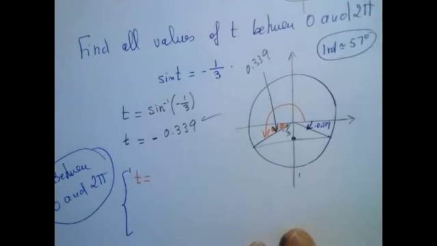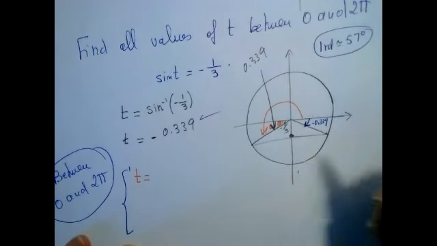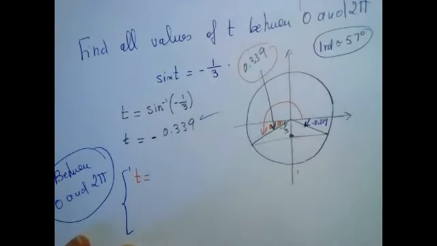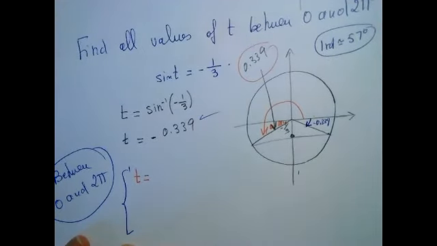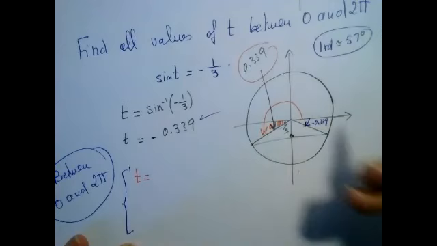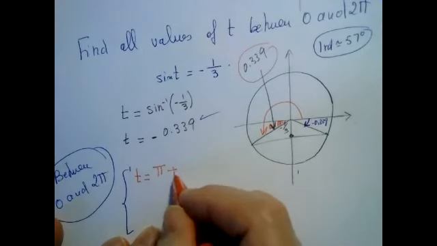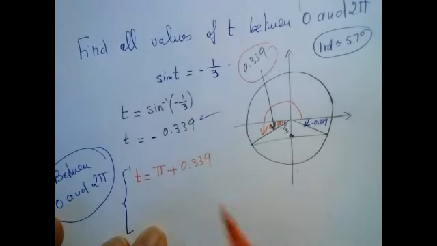I don't like answers without explanation. The red one is what? How can you get the red one? Jaden, do you have any idea how to get the red one? Would we do 3 pi divided by 2 minus 0.339? Or would it be pi? Just look at the picture. It's pi plus 0.339. Am I right?